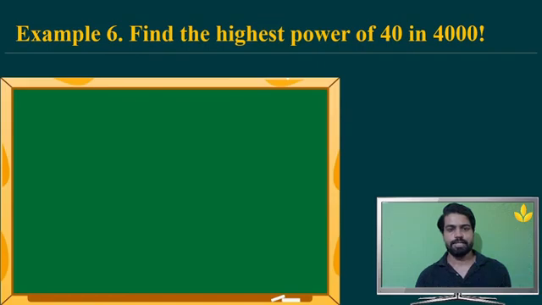So one last question in this. What is the highest power of 40 in 4000 factorial? So again, 4000, I cannot go for 40 directly. 40 should be seen as 2 cube into 5 power 1. So let's see how many 2s are there and how many 5s are there separately.